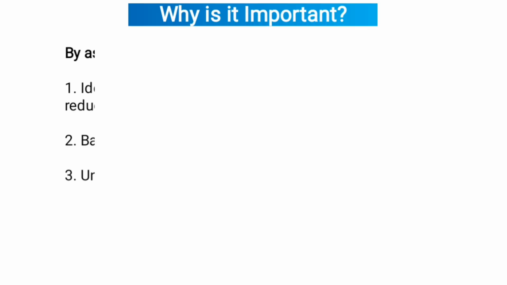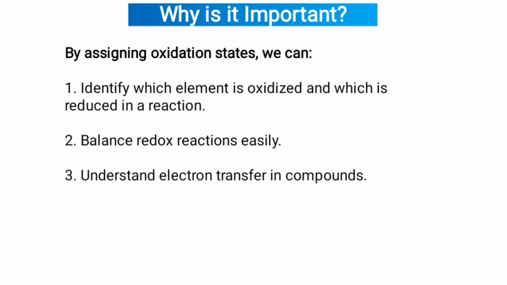Now, why is it important? By assigning oxidation states, we can, first, identify which element is oxidized and which is reduced in a reaction. The second is to balance redox reactions easily. And the third is to understand electron transfer in compounds.